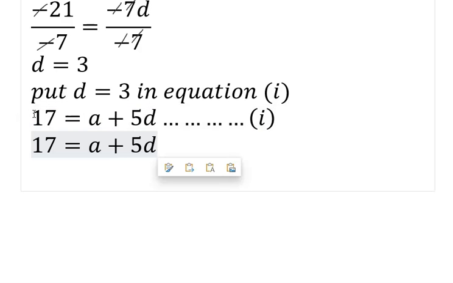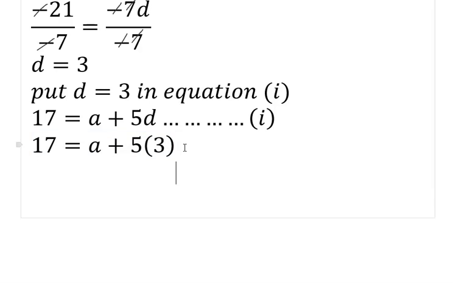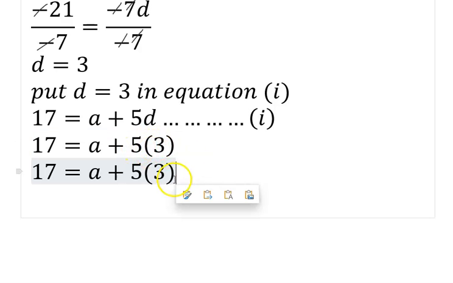Since we know our D to be 3, we just insert 3 here. By so doing, we'll be able to get our A. 3 times 5 here will give us what? 15.